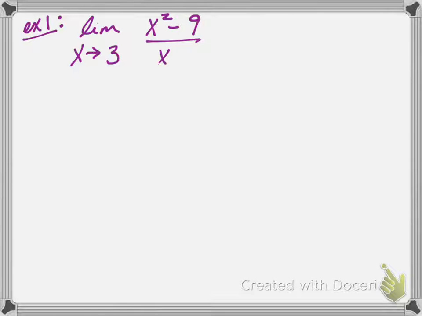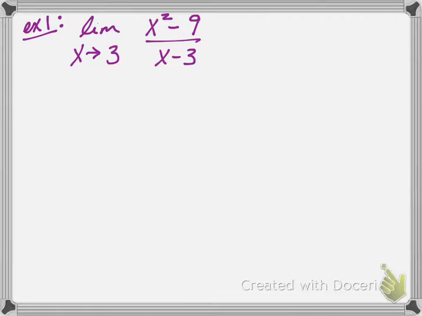A rational expression is when you have a polynomial divided by a polynomial. So let's look at the limit as x goes to 3 of x squared minus 9 over x minus 3. If I just let x equal 3, the numerator would be 3 squared minus 9, or 9 minus 9, or 0. And my denominator would be 3 minus 3, or 0. So I've got 0 over 0.